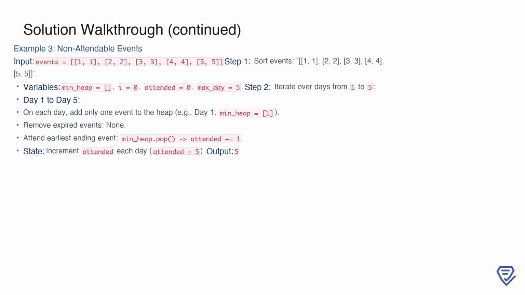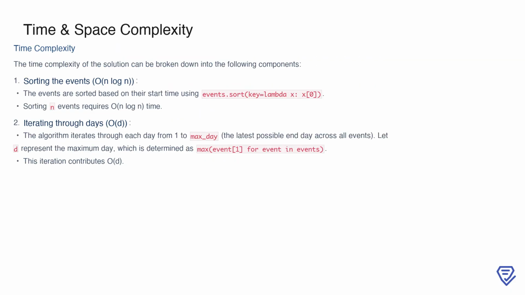This example demonstrates how the algorithm handles non-overlapping events where each event can be attended due to their isolated time frames. To analyze the time complexity of this solution, we start by looking at the sorting step. Here, the events are sorted based on their start time using the Python sort function, which operates with a time complexity of n log n. This is because the sorting algorithm compares and rearranges each of the n events.